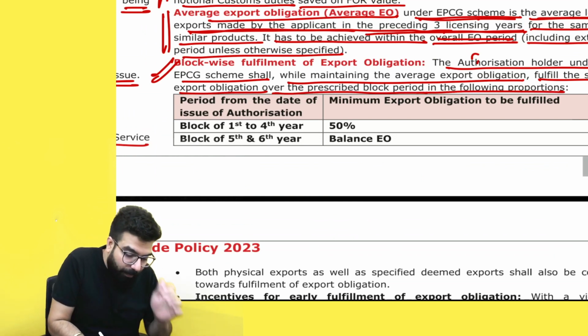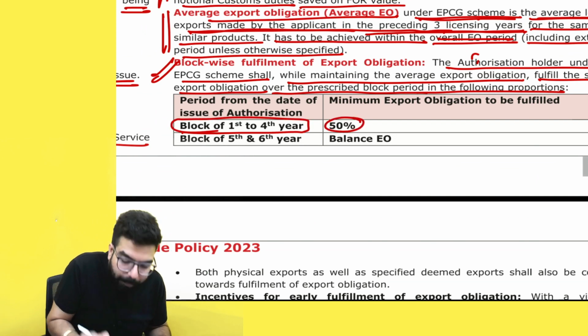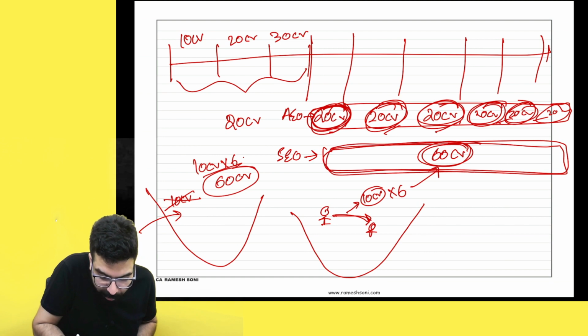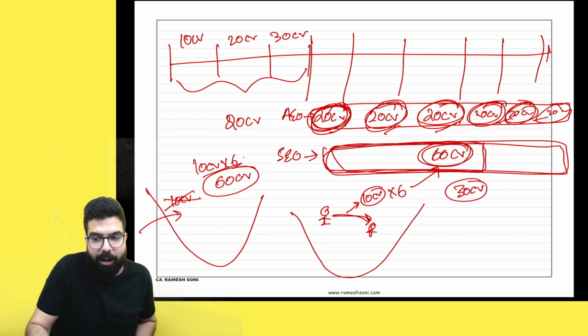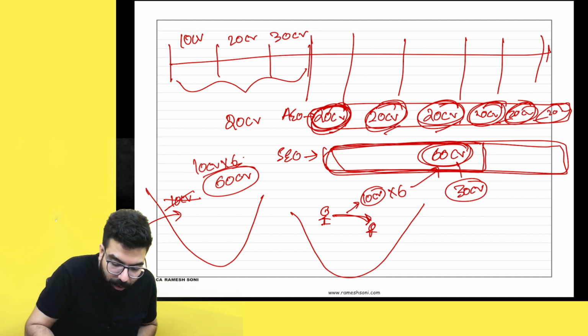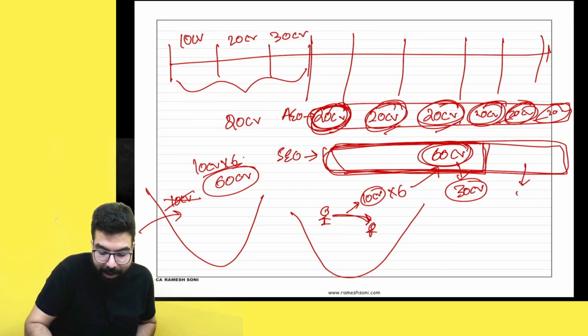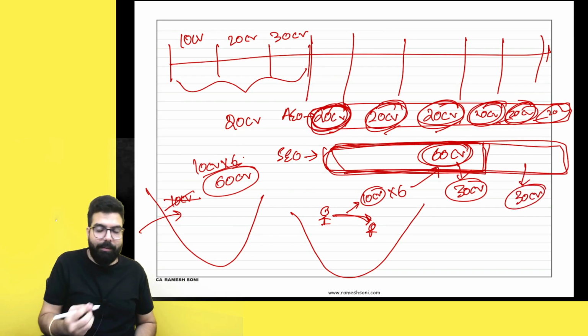Now they are telling, from the first year to the 4th year, you should minimum earn 50%. First year to 4th year, minimum. So in the first 4 years, you should have earned at least 30 crore rupees minimum. Out of this, 50% should be earned in the first 4 years, and they are telling 5th and 6th year mein balance, means in the 5th and 6th year you can earn the remaining 30 crore. Done, sir. Point is clear.